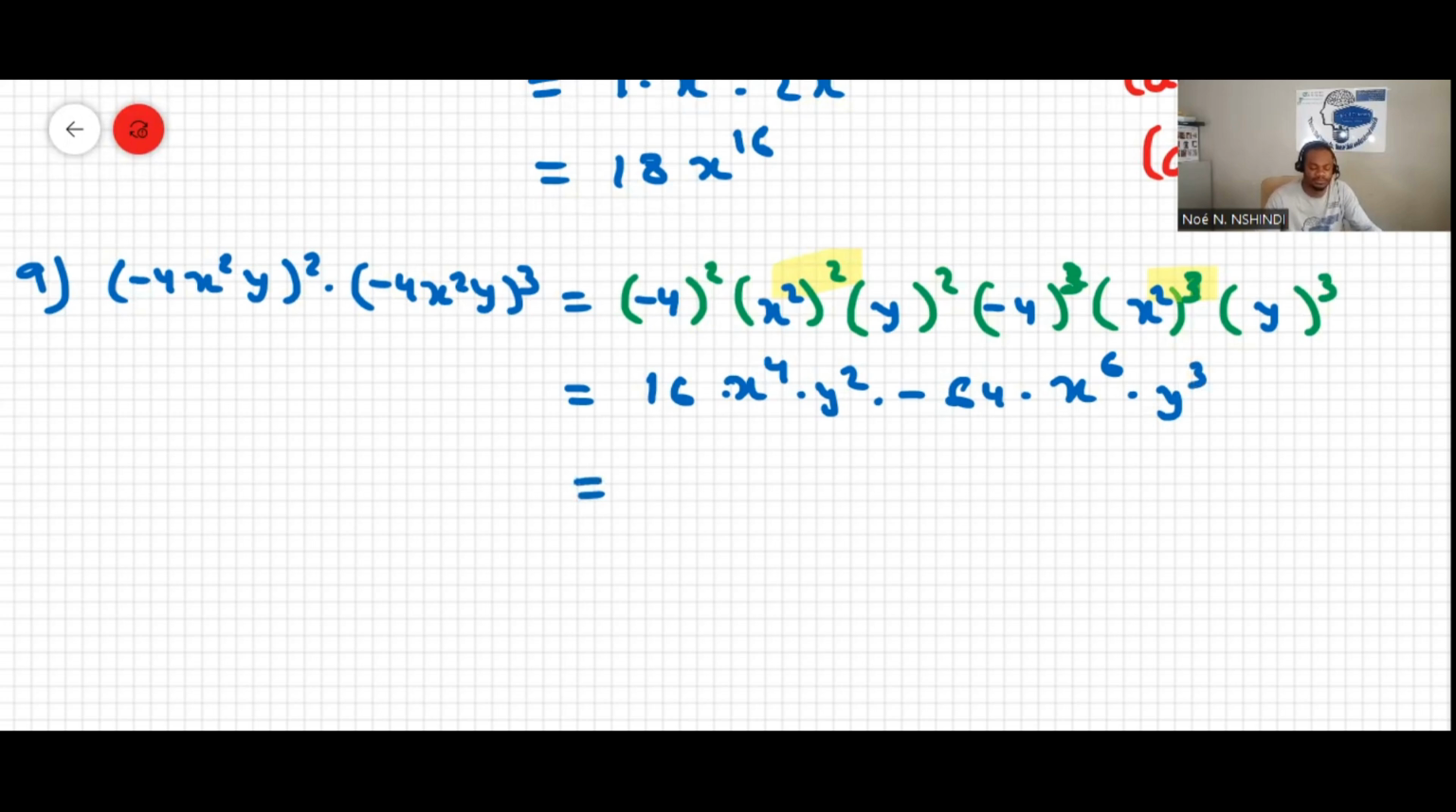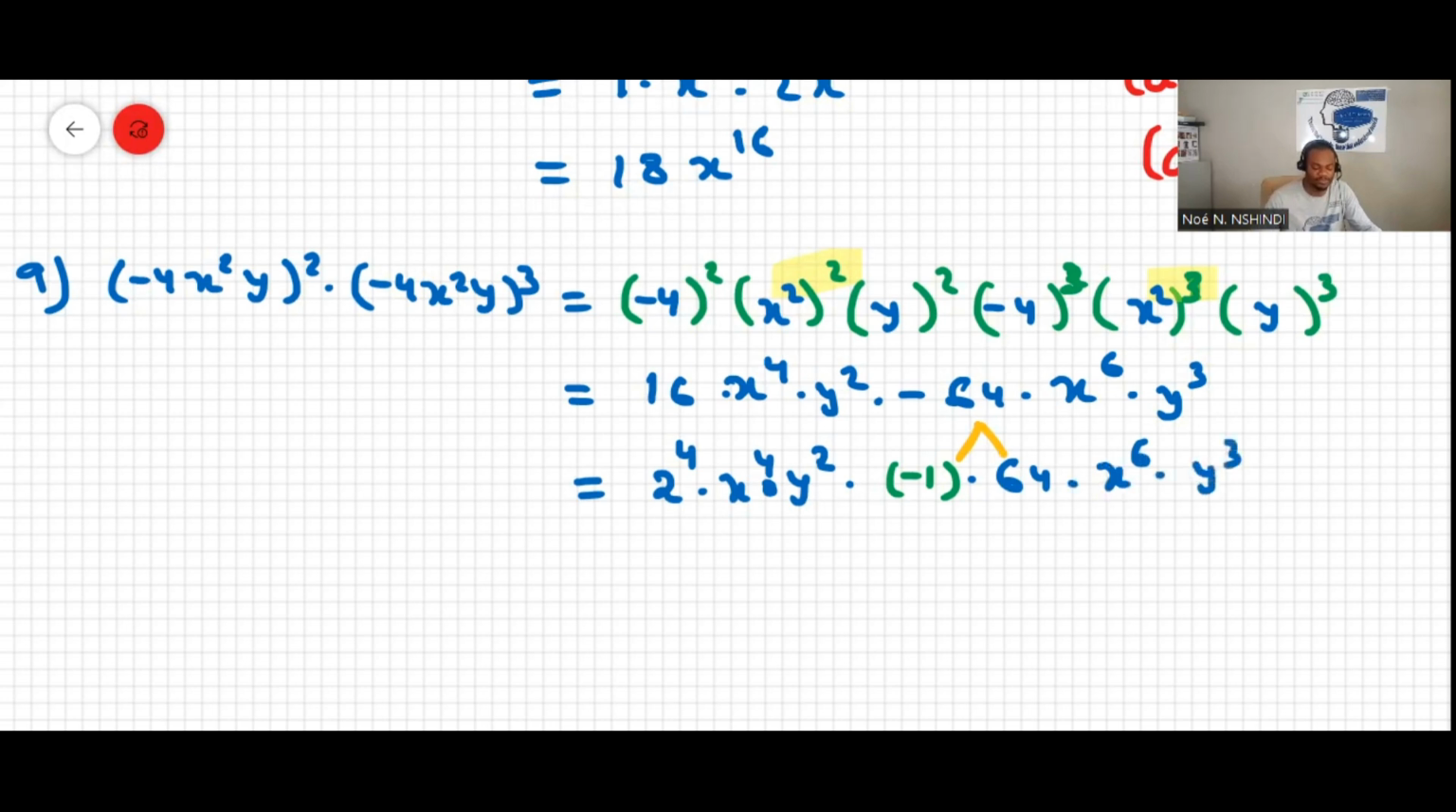Then we can write them in terms of the prime factor. 16 can be 2 to the power of 4, multiplied by x to the 4, y to the 2, times negative 64. In terms of its prime factor, I can write it as negative 1 times positive 64, so that makes negative 64. So now multiply by x to the power of 6, y to the power of 3.